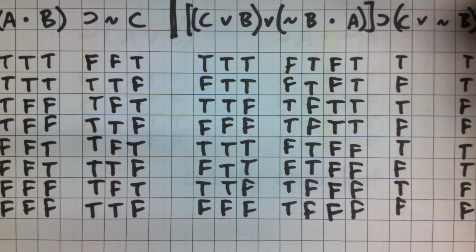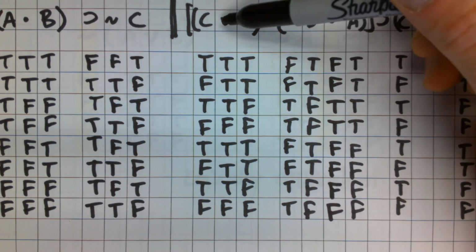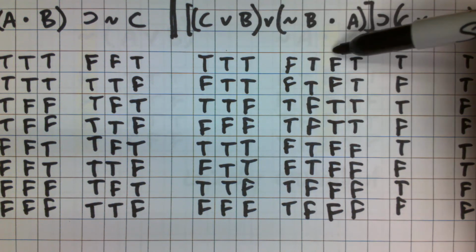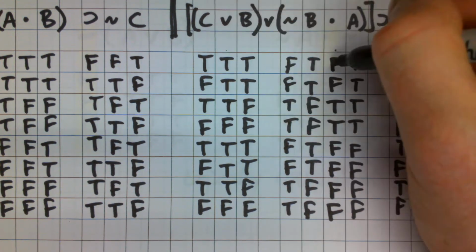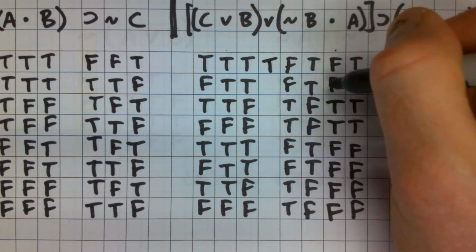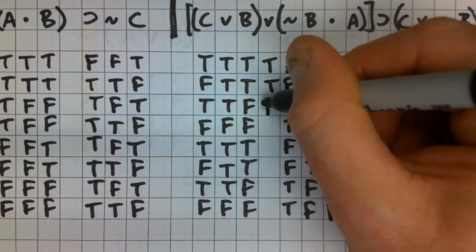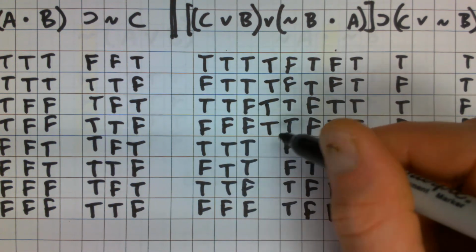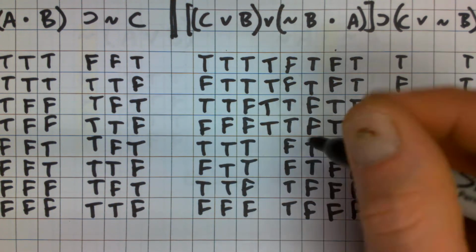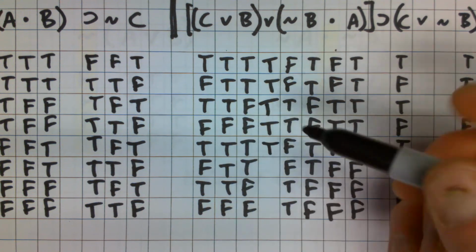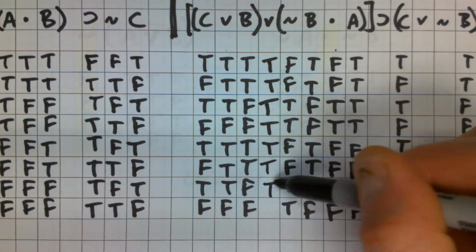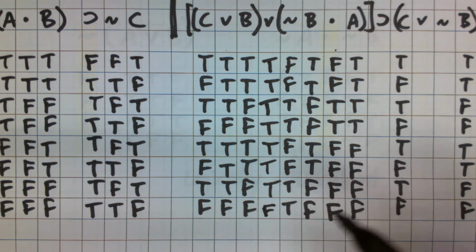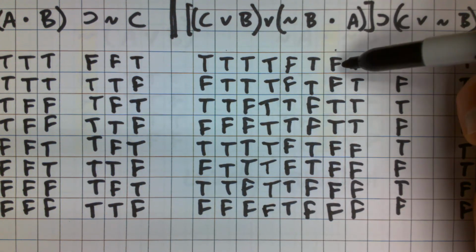And now I have a disjunction of these two claims. So I look at this line and this line. So true, false means true. True, false means true. True, false and true, still true. True and false, rather, is still true. True, true. And the only place in which it's false is where both disjuncts are false.